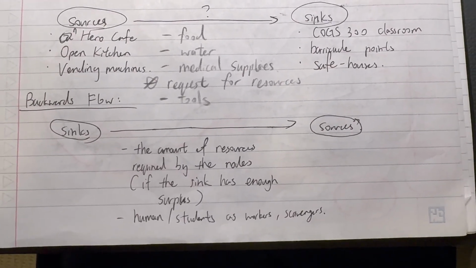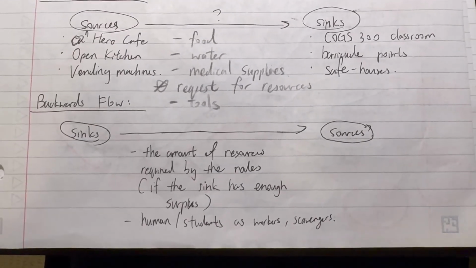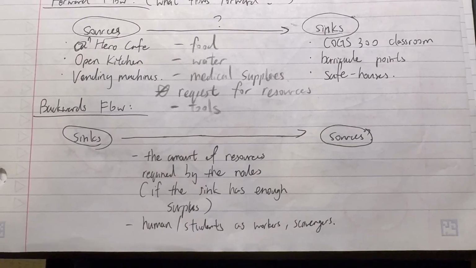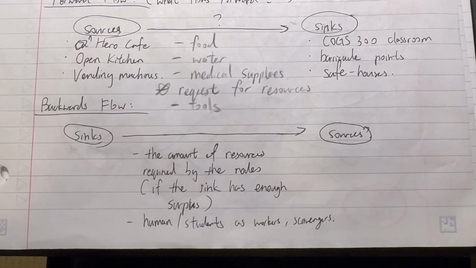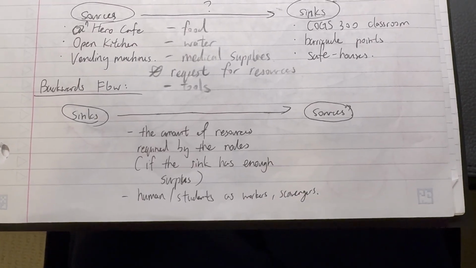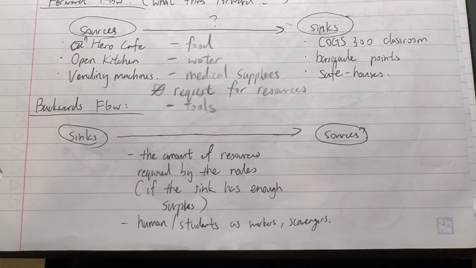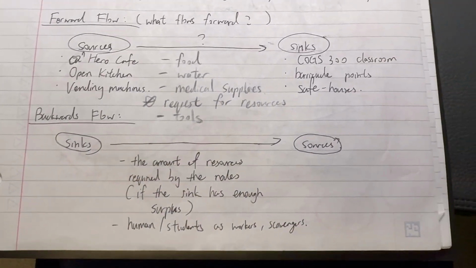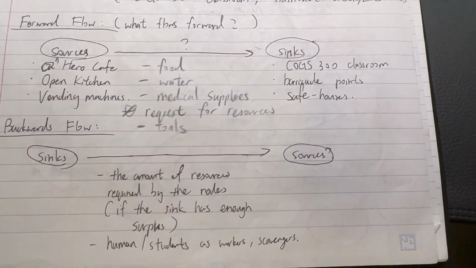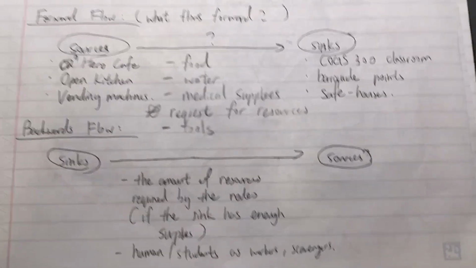And then we can see what flows backwards. The backwards flow would ideally be the amount of resources that is required by the nodes. Also, it will send humans/students as workers, scavengers to the barricades as well.